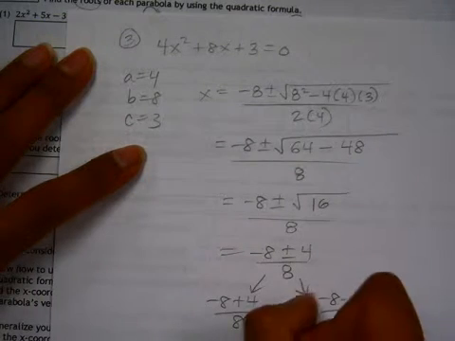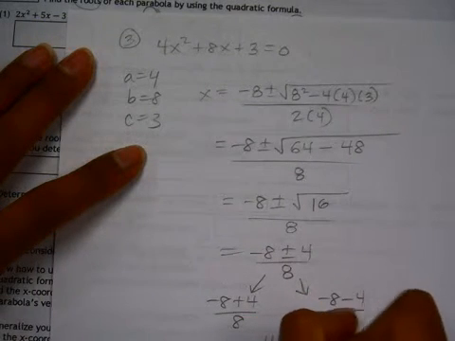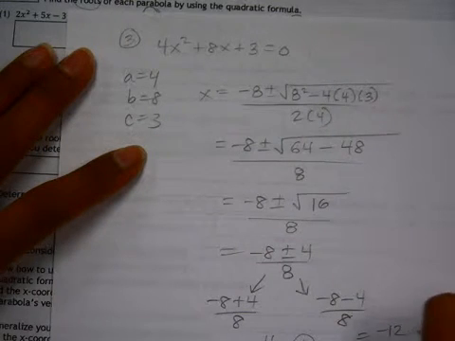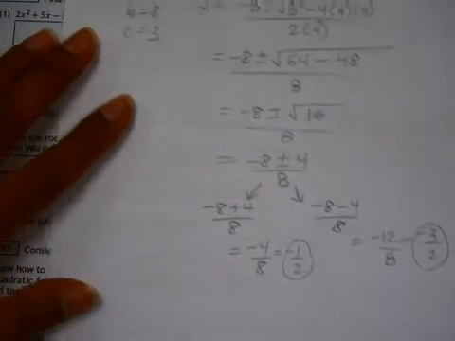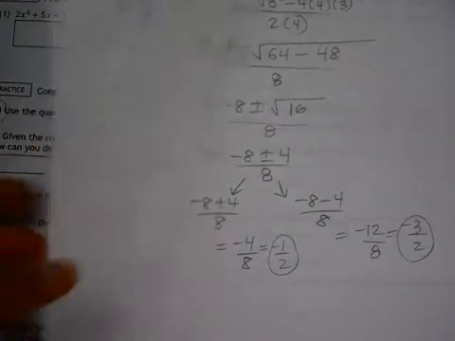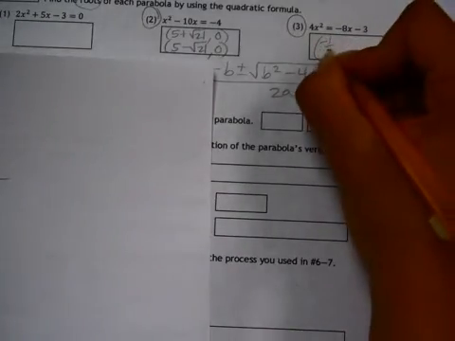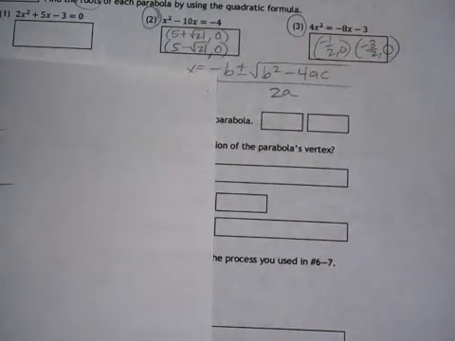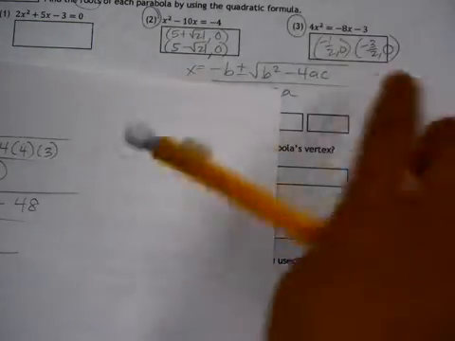So over here I get negative 4 over 8, which is negative 1/2. And over here I get negative 12 over 8, which is negative 3 over 2. So my roots are at negative 1/2 and negative 3/2. And if I write them as points, my y value is 0 since we're at the x-intercept.